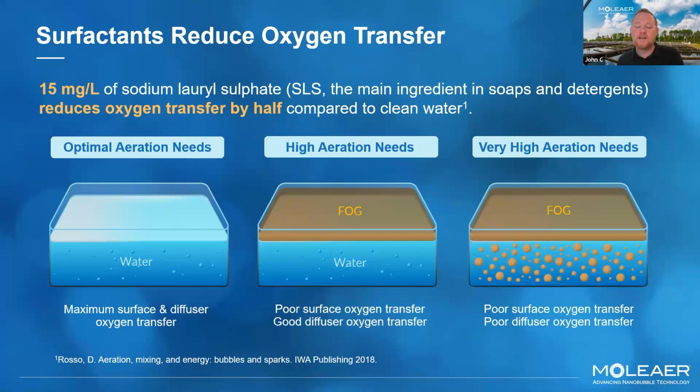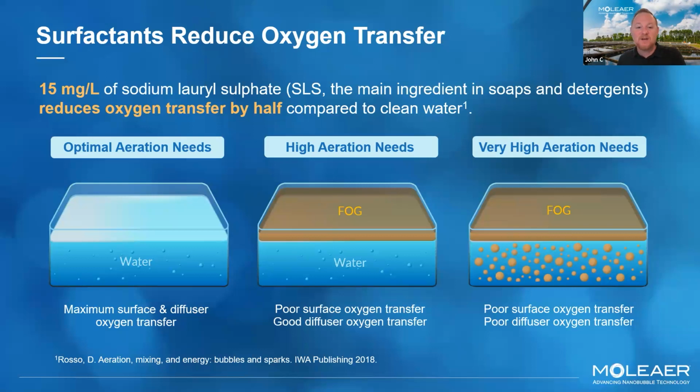So what does this look like in our plant, and how does it create this inefficiency? We look at the symbol on the left. This is an unimpacted water body. There's nothing over the surface. There's nothing stable in emulsion. This allows very efficient oxygen transfer through the surface. And if we were to place a diffuser in the bottom of this tank, we would see the best efficiency that we could out of that diffuser.